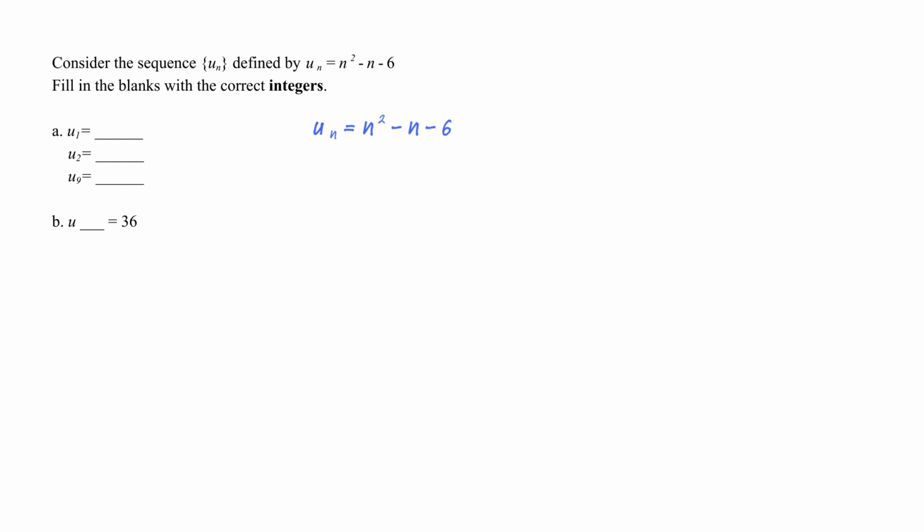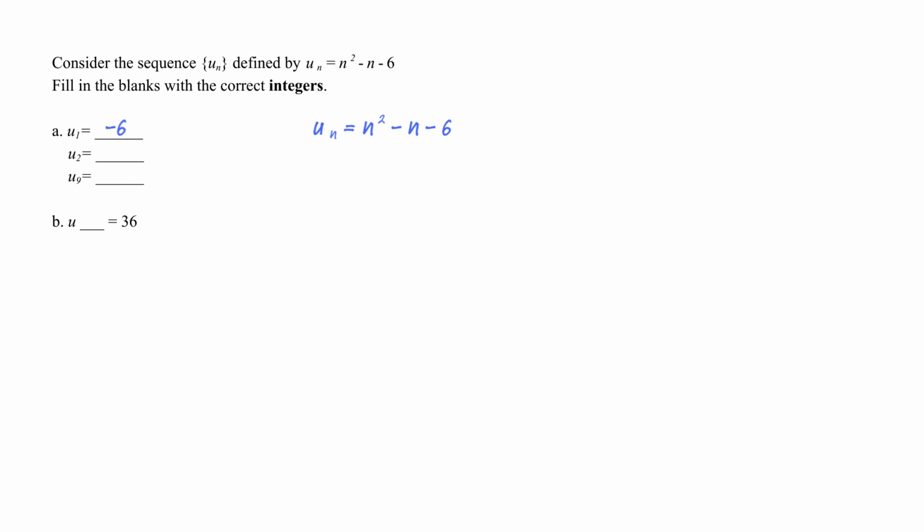For part A, they give you n and want you to calculate the answer. Let's start with U sub 1, which is the first term. Replace every n in the formula with 1. So, U sub 1 equals 1 squared minus 1 minus 6. This is equal to negative 6.